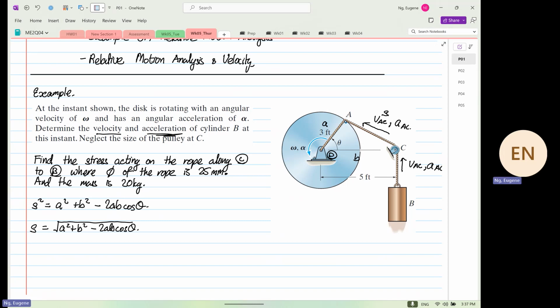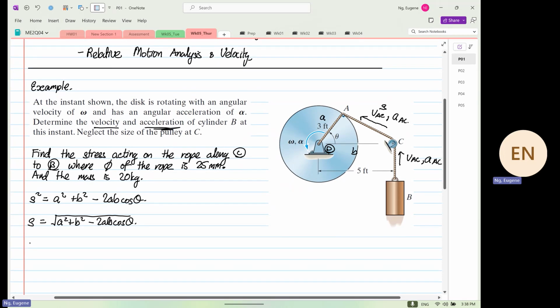So what we need to do is integrate this equation how many times? Two times, right? Once in terms of velocity, and after velocity, we integrate again, and we get acceleration. Okay, so before we do that, start putting in the numbers.